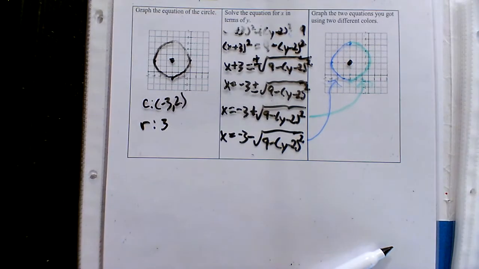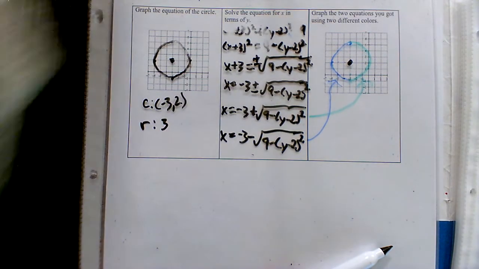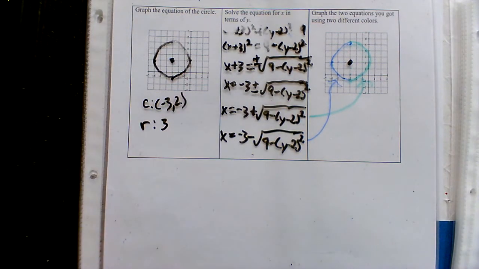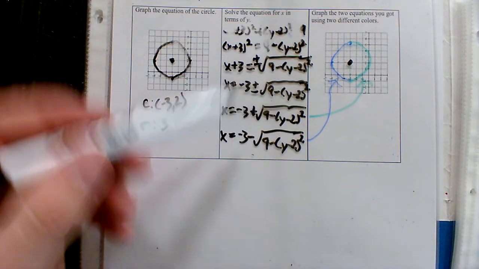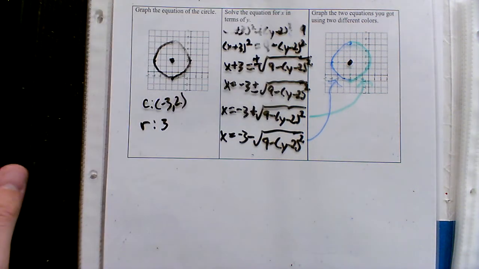So we have two semicircles again that make up the whole circle, but we solved for two equations in terms of x this time. If you were to plug values into your x and y, these are the two lines that you would get, and you would create these two semicircles to create one circle.